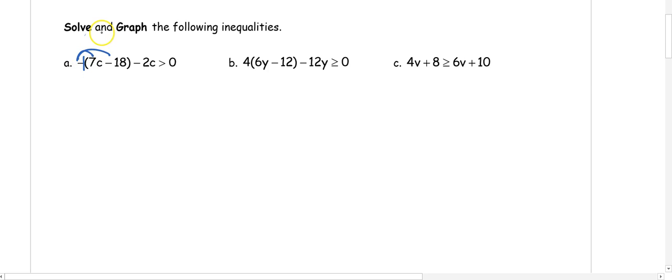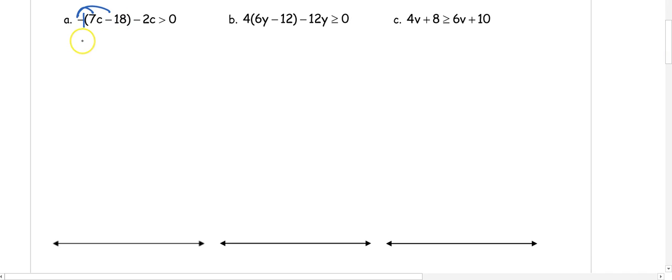So we're going to distribute a negative 1 into the parentheses, and we get negative 7c plus 18 minus 2c is greater than 0. So we can combine our like terms of our c values. So negative 7c minus 2c is negative 9c, plus 18 is less than 0. So we have the variable on one side. We need to get the number away from the variable. So we're going to subtract 18 on both sides. Negative 9c is greater than negative 18.